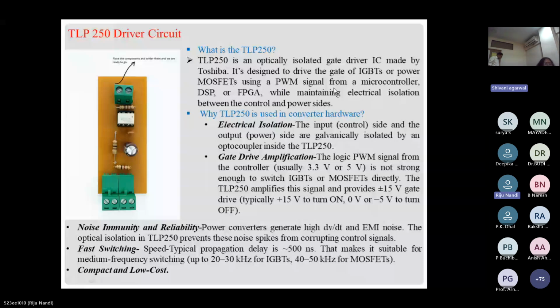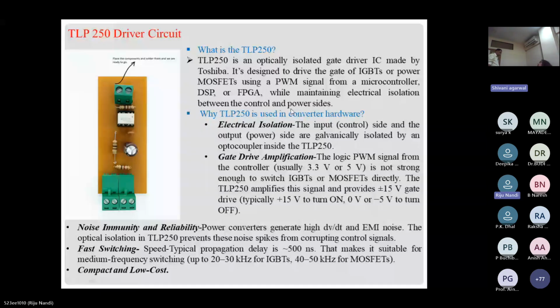You can see there is a microcontroller signal you have to give, and the output is coming from this side, going to the switch gate and source, in the MOSFET or IGBT, using the PWM signal while maintaining electrical isolation between the control and power side. The TLV250 is used for the isolation purpose between the microcontroller and the power side. That's why we have used the TLV250 driver circuit, because it can isolate.